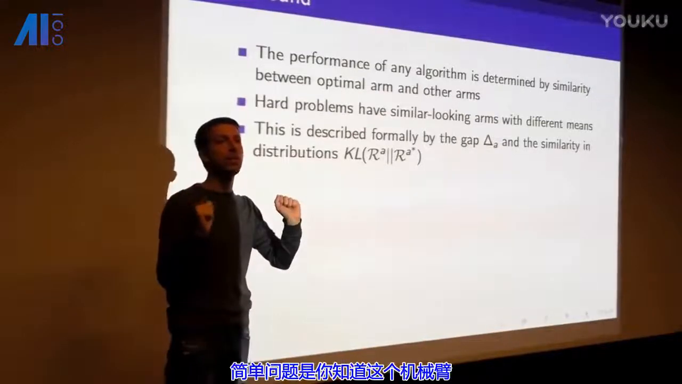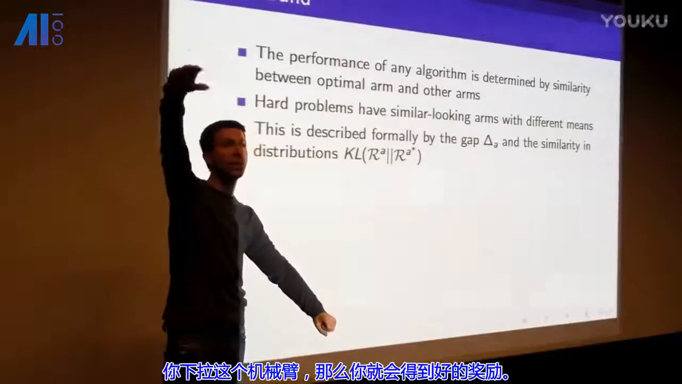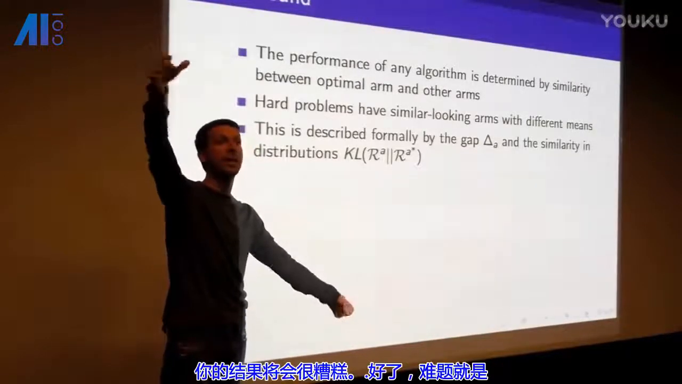So what's an easy problem? An easy problem is one where you've got one arm that's obviously good and one arm that's obviously bad. You try this once and it gives you a good answer, you try this once and it gives you a bad answer, you're done, it's easy.